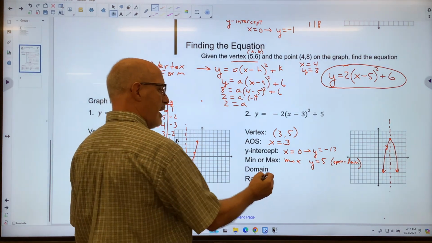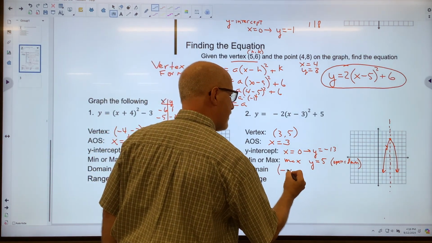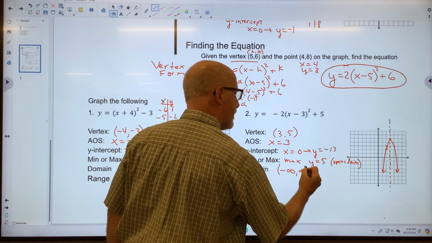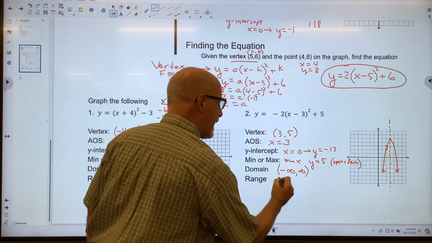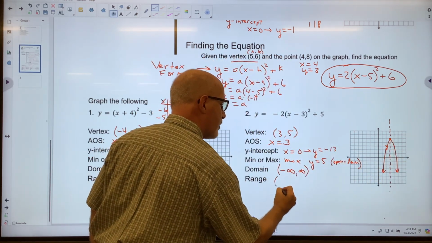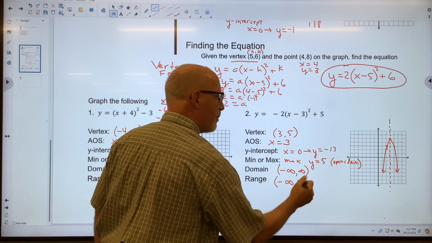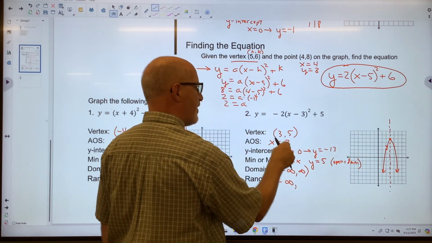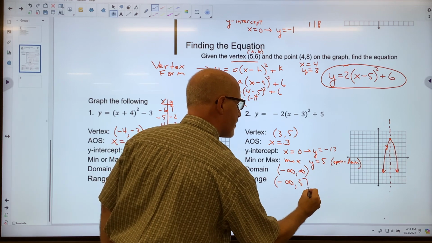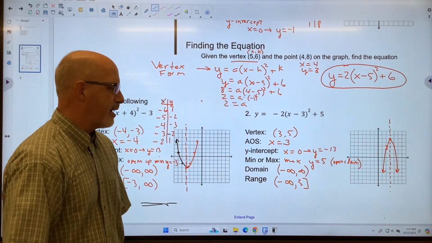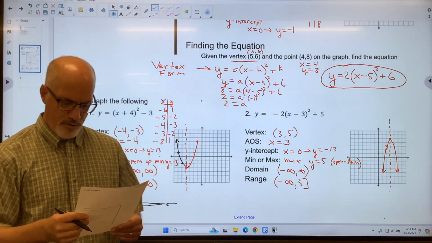So what's my domain? Domain is going to be negative infinity to infinity, because it covers all x values. It keeps going wide. But my range, my lowest value goes to negative infinity, but my highest value is at this y value, the max, which is going to be 5, and it actually gets there, so we have a range of negative infinity to 5 included.